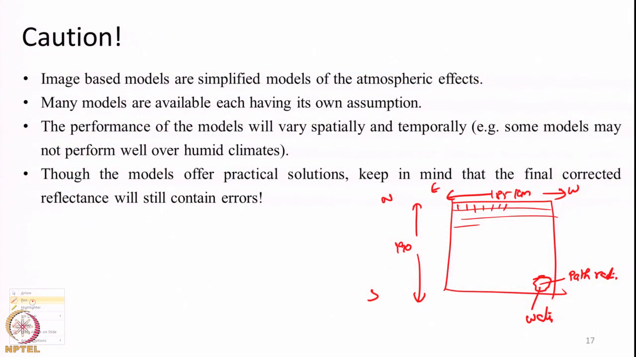Okay. So these are some of the points we should keep in mind. I have listed in this particular slide what cautions we should take. They are simplified models. The models have their own assumptions. The performance of the model will vary spatially and temporally. Say in this model, we don't correct for the transmissivity effect. Sometimes the image may be taken over extremely humid areas where the presence of water vapor in the atmosphere may be very high. Under such circumstances, transmissivity will be very low because water vapor is a very good absorber as well as scatterer. So the atmospheric transmissivity will be quite low when water vapor is high. If we do only this DOS, neglecting the effect of transmissivity, the errors left in the image will be much higher, right? So such simple image based models may work over certain regions, may not provide good results over certain regions. So we should always keep in mind this method always comes with certain limitations.